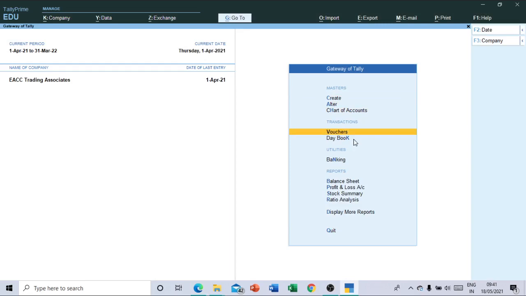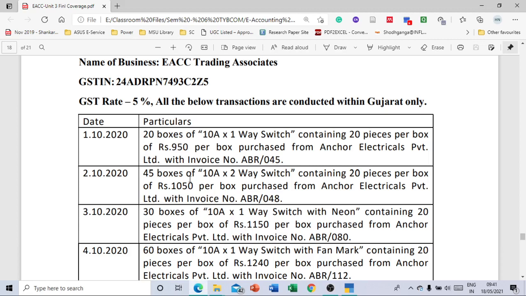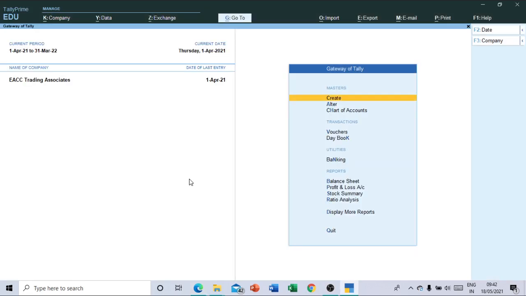I will come to my Tally software. In the Tally software, you can see EACC Trading Associate is already open. You can open your company or create a company with the same name, or do the same activity in an existing company. But for better practice, I suggest you create a new company so that you can activate every function. Okay, let's start with this.